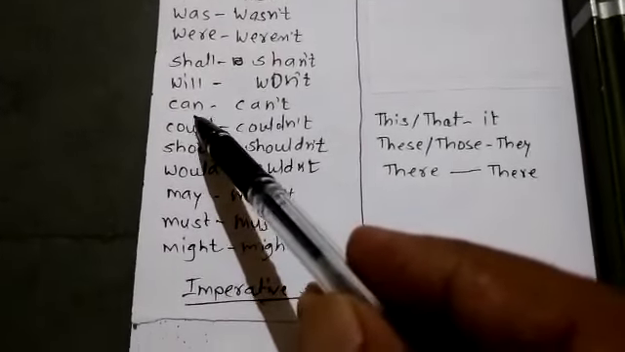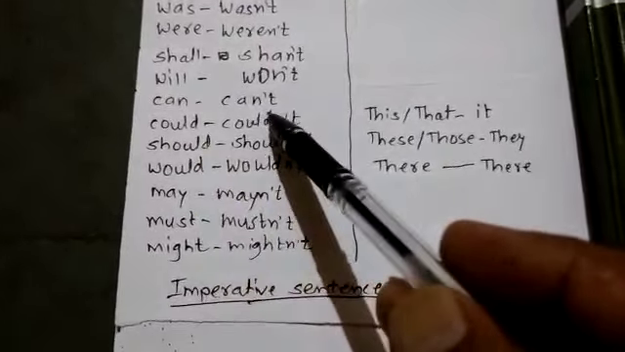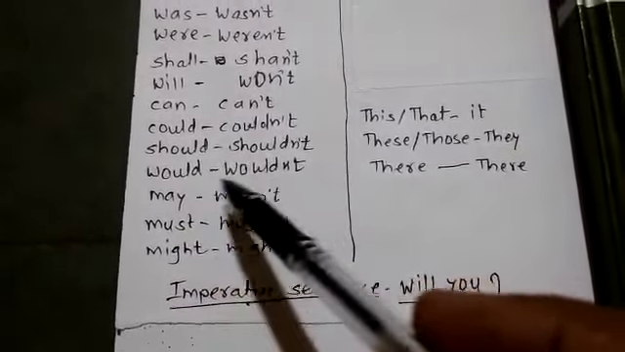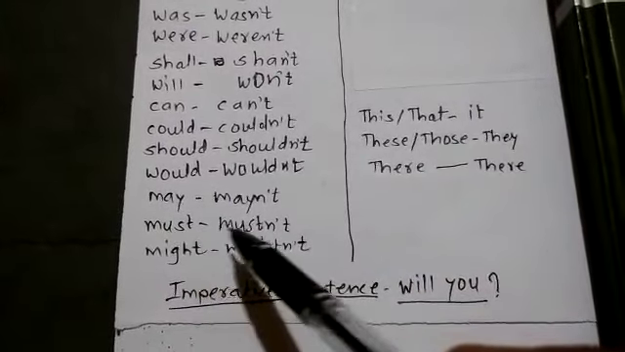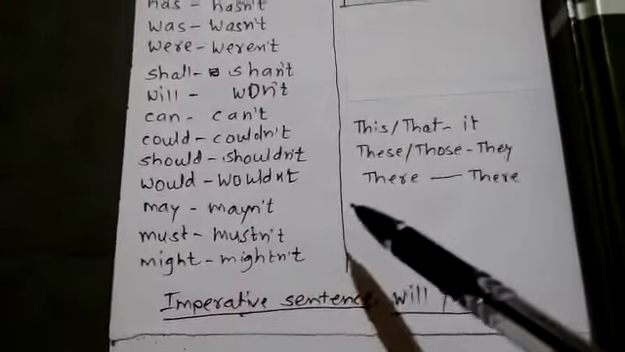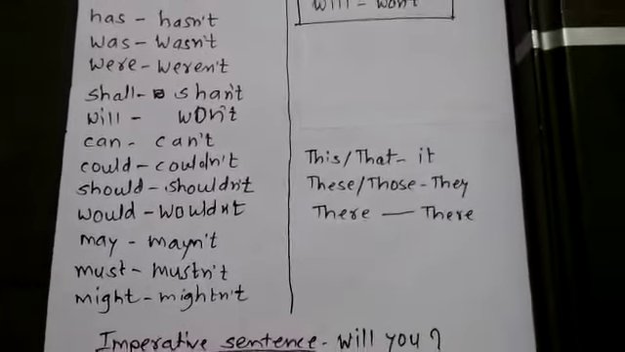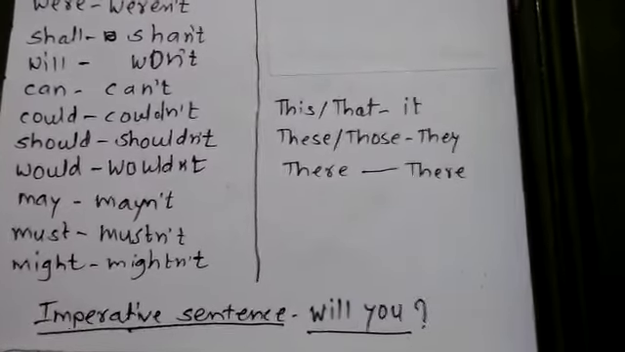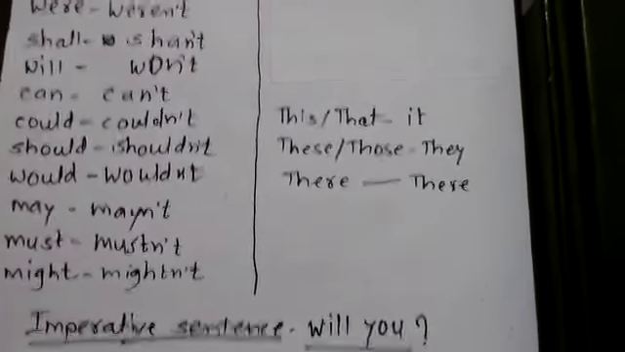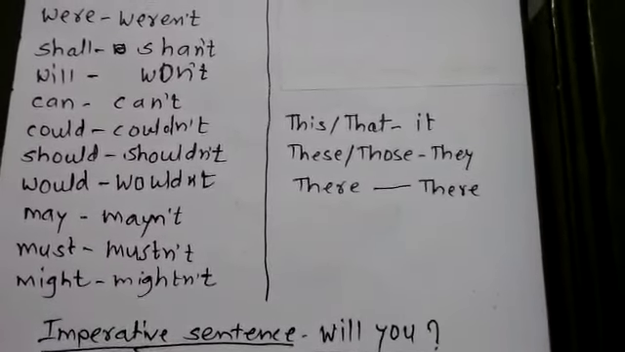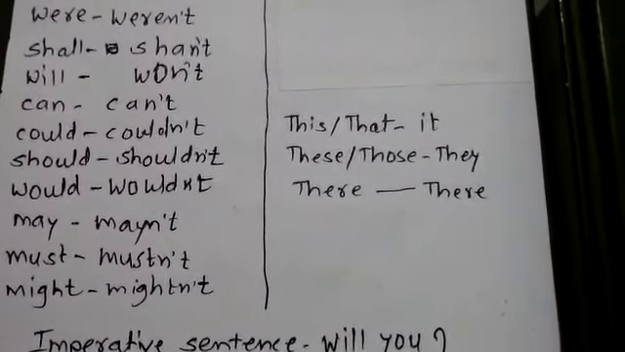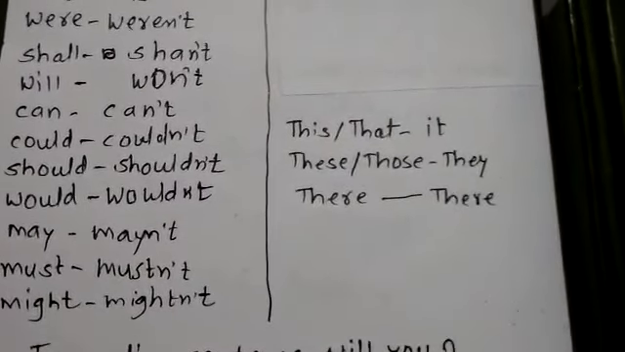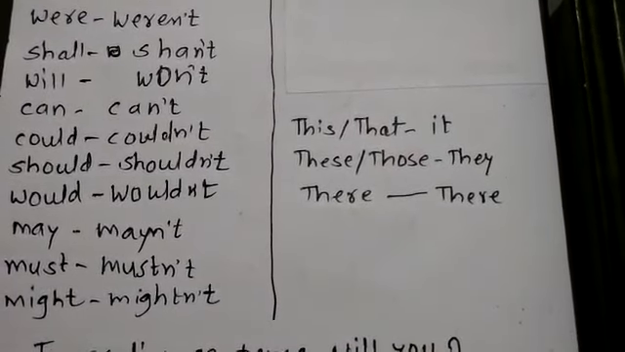Now modal auxiliaries are there. If can is there, it becomes can't; could, couldn't; should, shouldn't; would, wouldn't; may, mayn't; must, mustn't; might, mightn't. In this way these words are there. Then we will study one very important part. As far as add question tags are concerned, these parts are considered very important. See, if in any sentence these words are used, you will have to take their pronoun as it. How? One by one I'll tell you the examples.